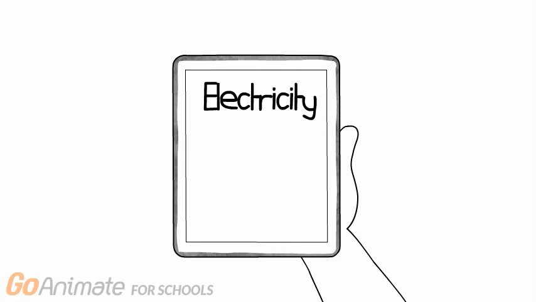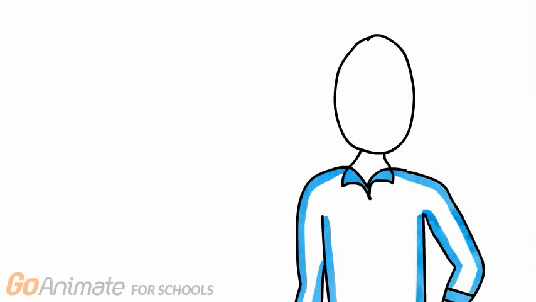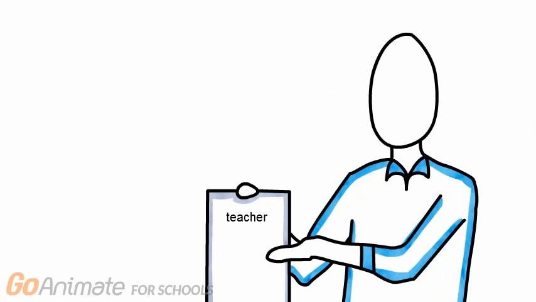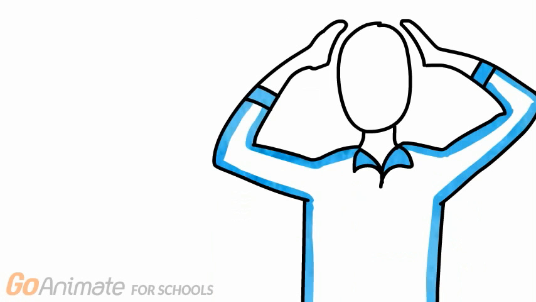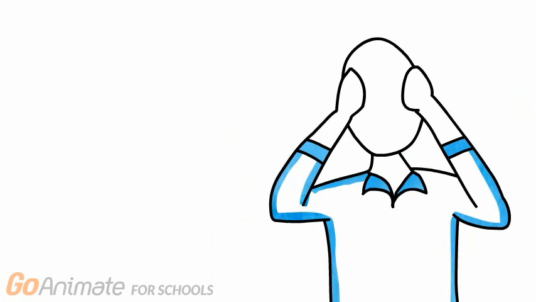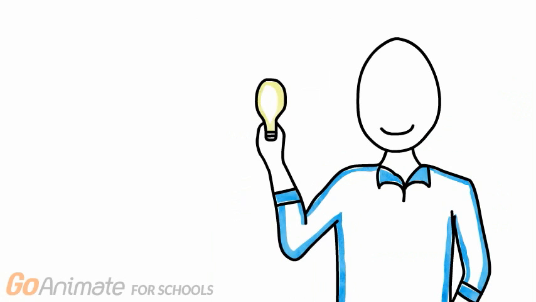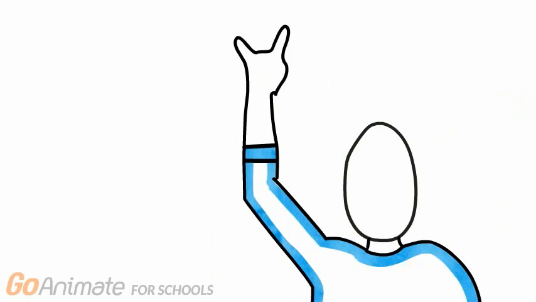Today we are going to learn about electricity. This is Mark. He is your average young teacher. And he has a very big problem. His electric bike is broken and won't work, but he gets an idea. He is a scientist and understands how electricity works.